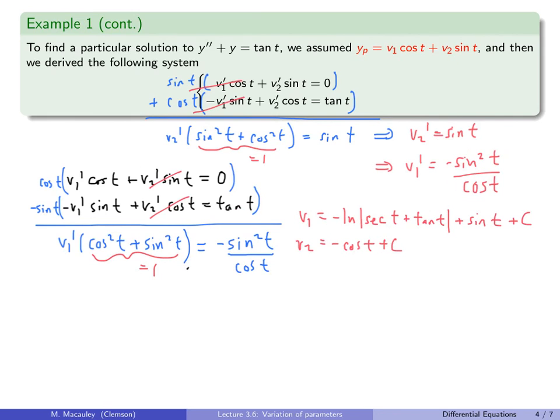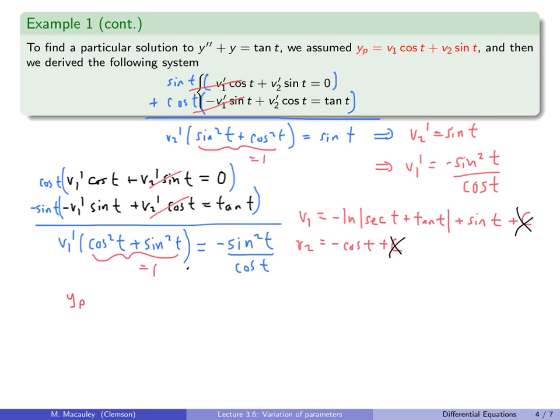We just want one. So we have the liberty to take this c and make it anything we want to. Let's make it 0. So let's get rid of that, and let's get rid of that. So now we have our v1 and v2. We have our particular solution.